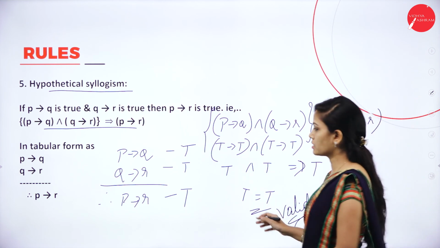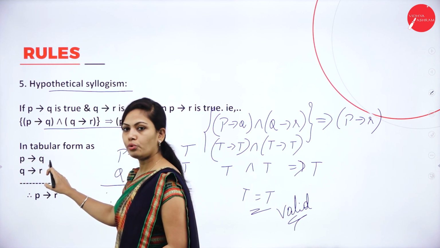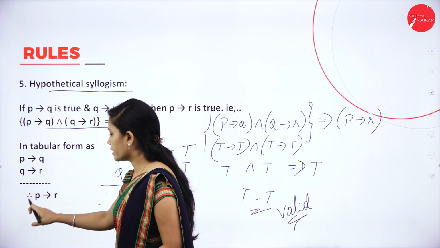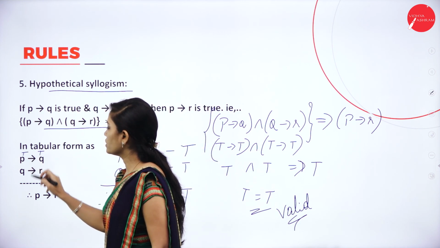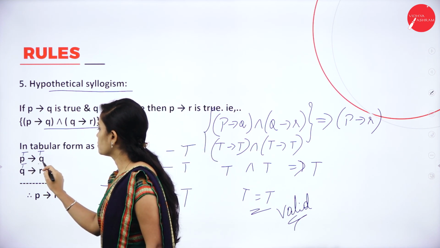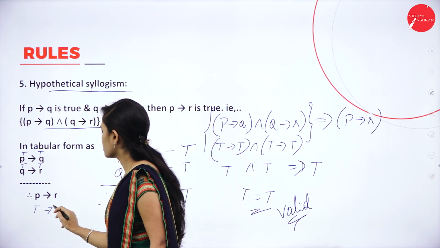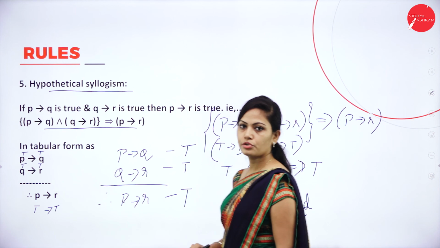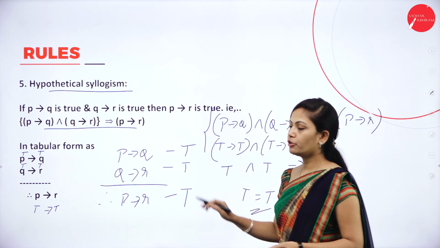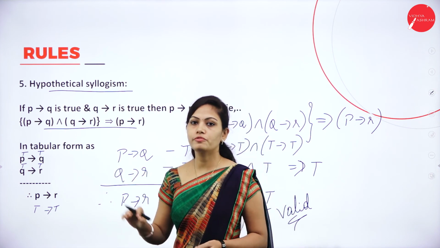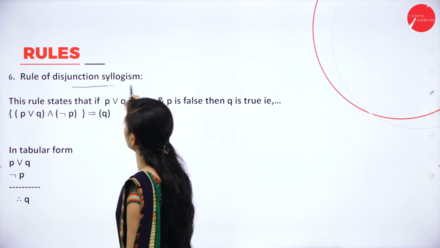So, how to write this in tabular form? Tabular form is P implies Q and Q implies R. Therefore, P implies R. If your P and Q is true, then Q and R must be true. Therefore, P and R must be true. This is the proof of hypothetical syllogism. And you have to remember this tabular form of this syllogism. Clear? And the next rule is rule of disjunction syllogism.